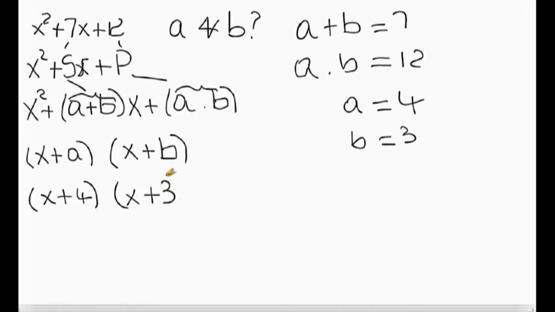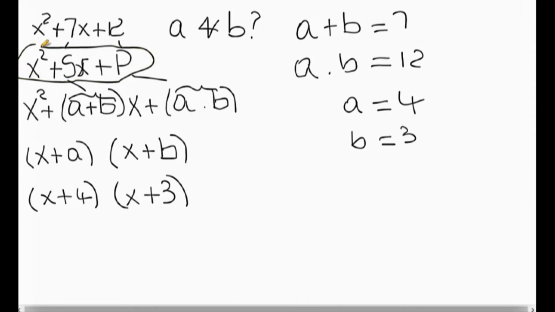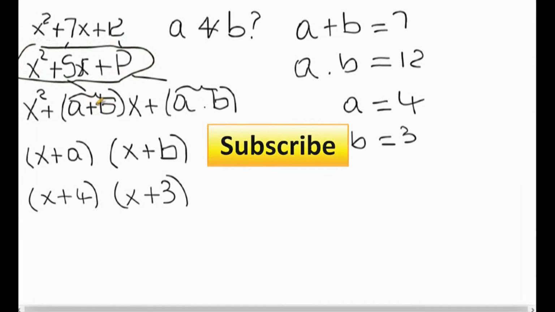So this is a technique for when you have an expression and you want to write it as a product of two other expressions. Always check if you can find a sum and a product. Every time you have x squared plus sx plus p, remember this expression. Try to see if you can find two numbers such that you have the sum and the product.